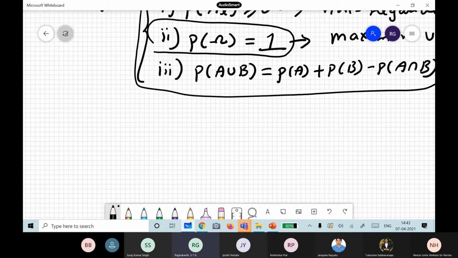If somebody asks you, can you define probability? You should give this axiomatic definition: the sample space, the event space, then P, the probability you have to assign such that these properties are satisfied. These are the definition of probability.